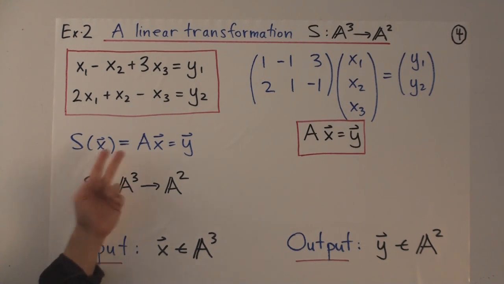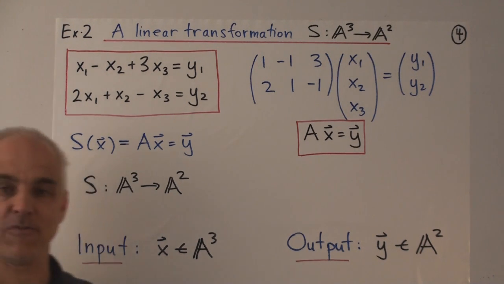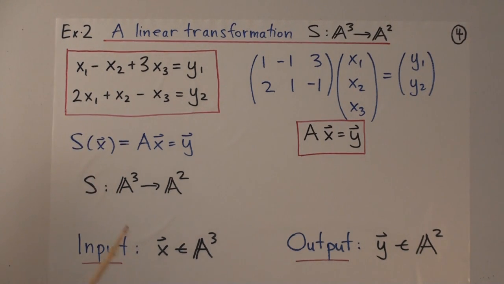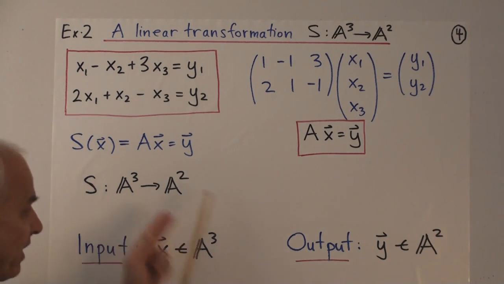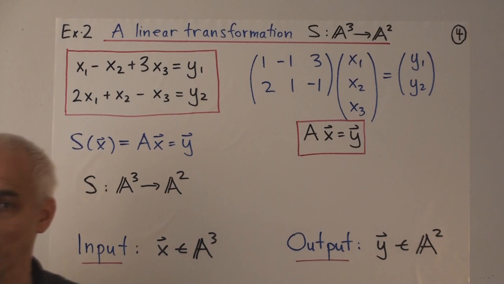And now let's use the matrix A to define a linear transformation. This is our official definition of the procedure that goes from three-dimensional space to two-dimensional space. We'll call it S, as opposed to T in the previous question. So S of x is now defined to be A times x, where A is this matrix right here. And the output is y. And we're thinking of S as defining a transformation that inputs a vector x in three-dimensional space and outputs a vector y in two-dimensional space.